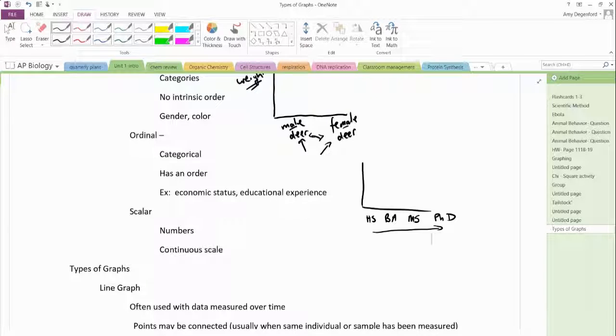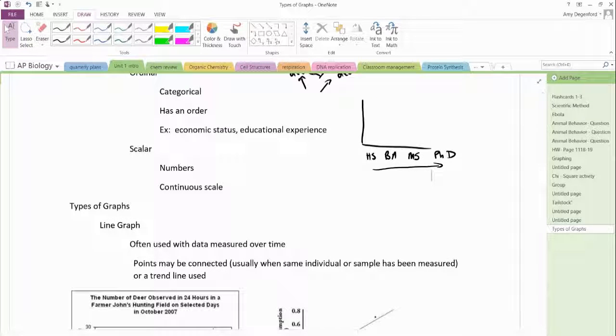And then scalar is the one that is probably the most familiar. You see numbers, continuous scale. That was our temperature example. We're seeing something going from very, very low to very, very high. There's actual numbers to it.